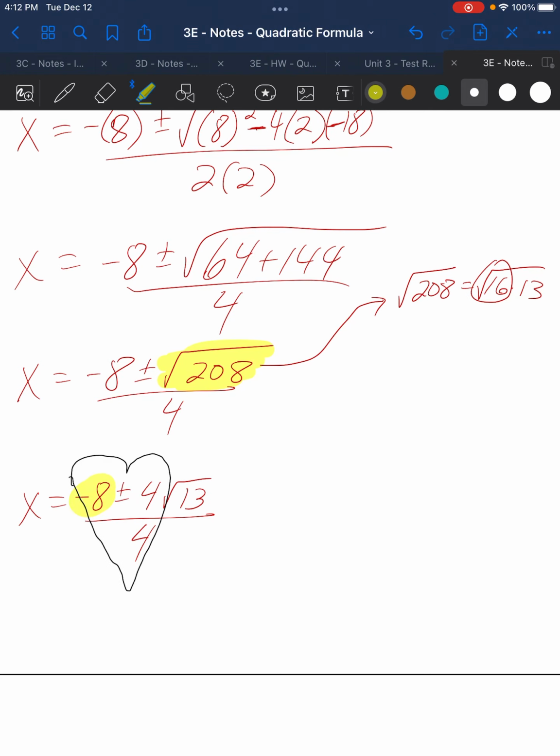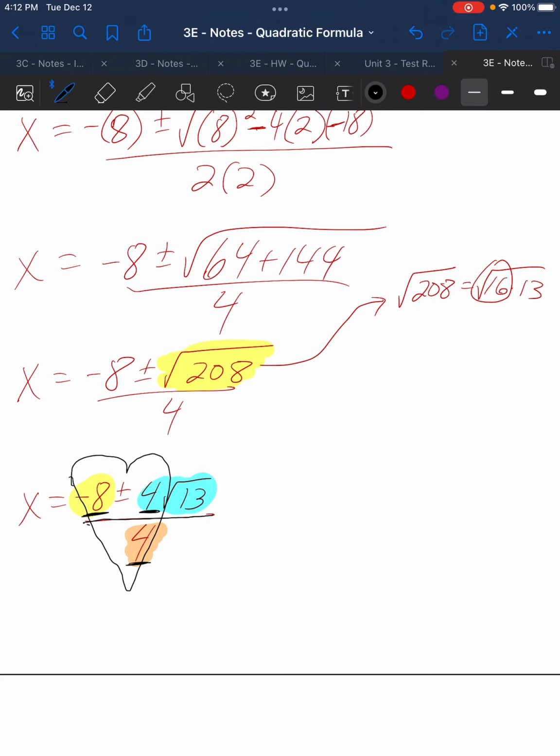This is what we need to simplify. The reason why we simplify this way: we have negative 8 as a term, we have 4 square root of 13 as a term, and we have the denominator 4. Those are our 3 terms. You concentrate on the whole term or the coefficient in front. Those are the 3 that you have to look at, which is why I draw the heart there. Negative 8, 4, and 4.